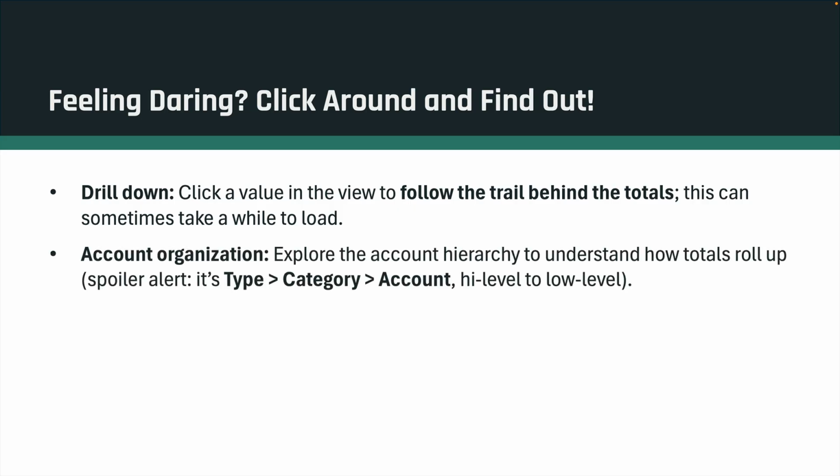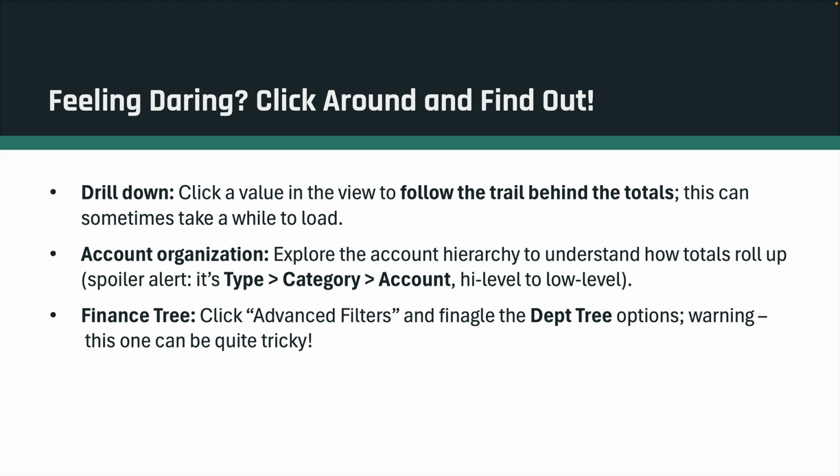Account codes are part of a larger structure called the account hierarchy. Take a moment to explore account type and account category to see how this structure works from high to low level. And finally, the advanced filters let you explore reports through different departmental hierarchies. This one can be a little tricky, so give yourself time to get familiar with it. Especially important here is that you compare results to those that you know to be accurate, as it's pretty easy to make a small mistake with the advanced filters and get curious results.